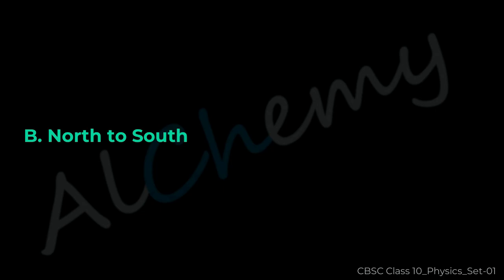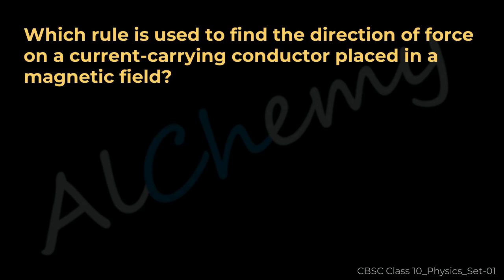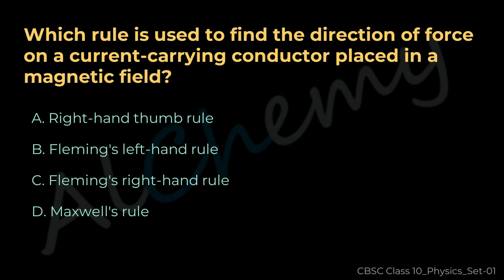North to south. Question 25. Which rule is used to find the direction of force on a current-carrying conductor placed in a magnetic field? A. Right-hand thumb rule. B. Fleming's left-hand rule. C. Fleming's right-hand rule. D. Maxwell's rule.